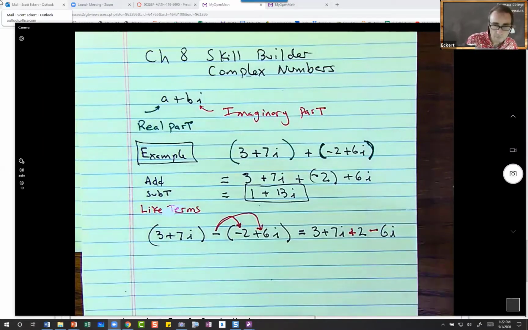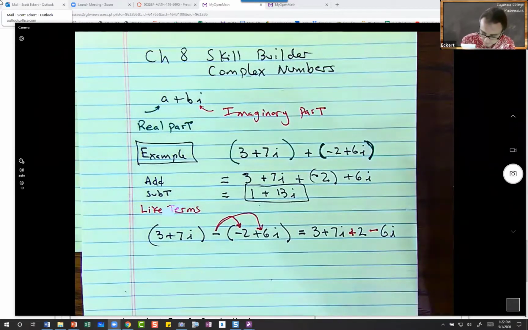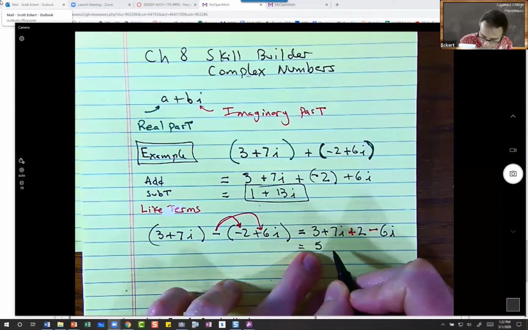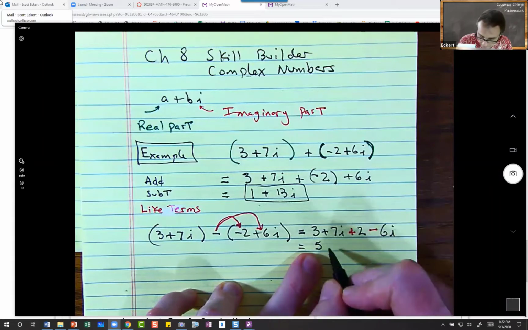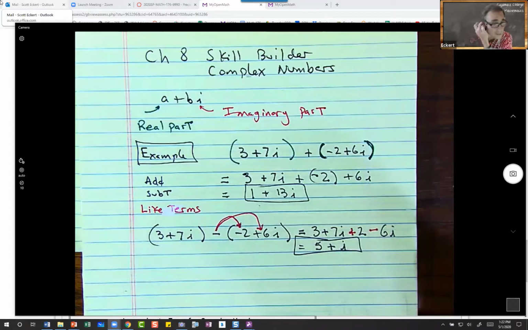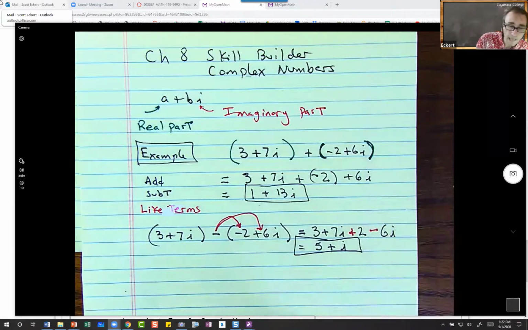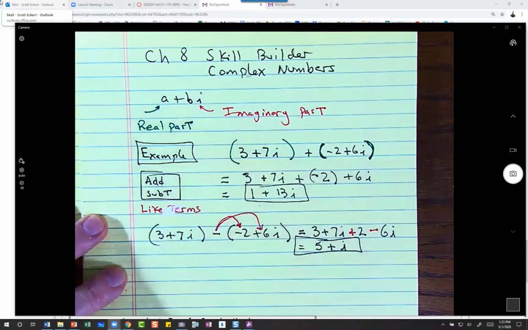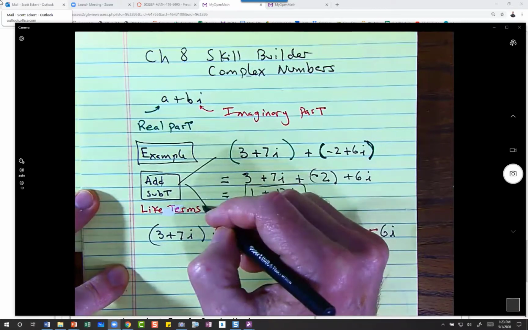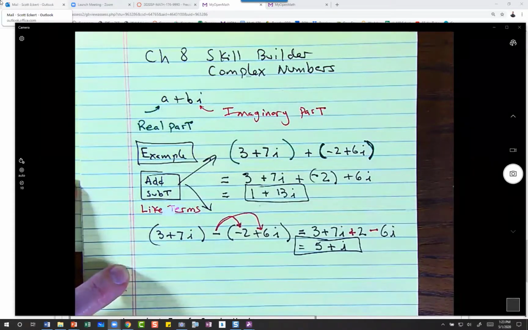But now, no parentheses, I just collect like terms. So now it's just like adding like terms. So 3 plus 2 is 5. 7i minus 6i is plus 1i. So there is my subtraction answer. Any questions?